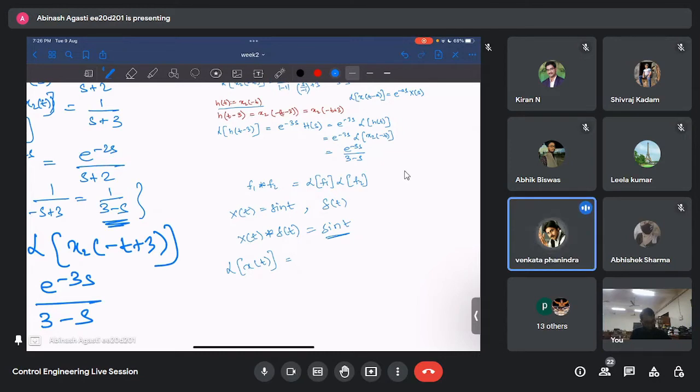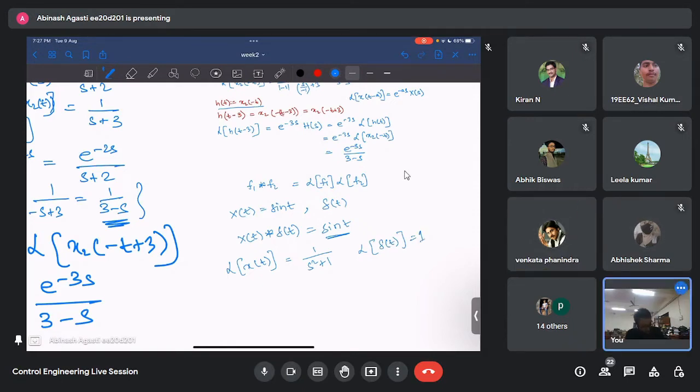Now, what is Laplace of x of t? 1 by s square plus 1. Correct? And Laplace transform of delta of t? 1. So, Laplace transform of x of t into delta t. Sir, how is it 1 by s square plus 1?